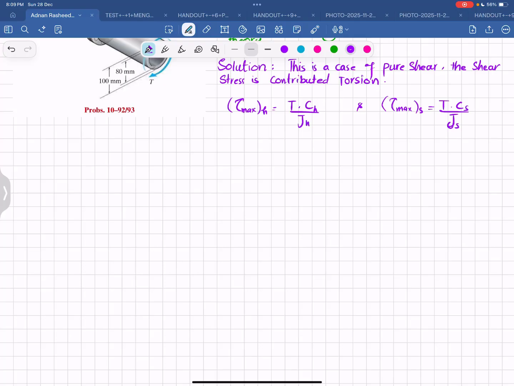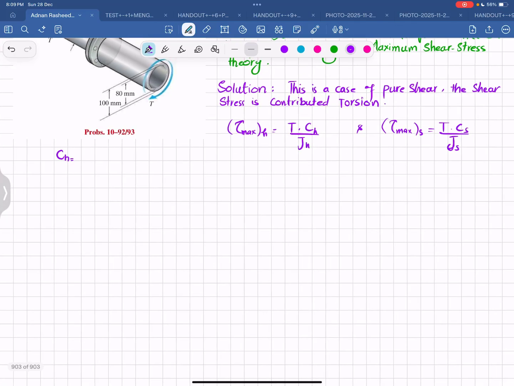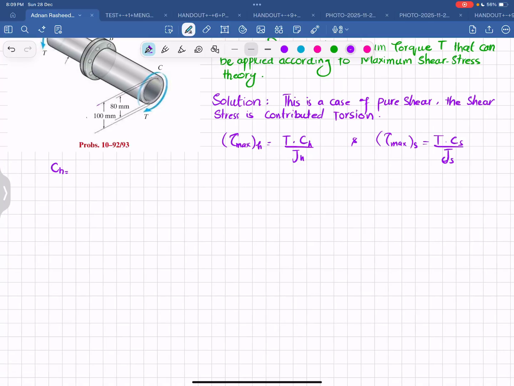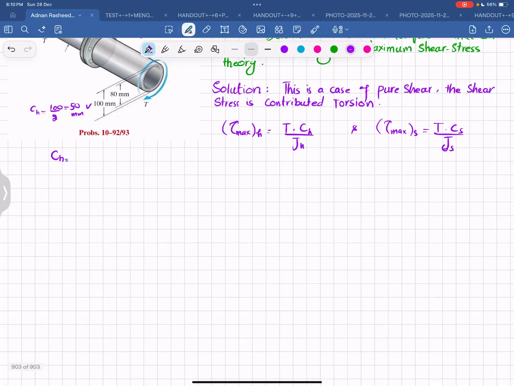Again, you can see that for Ch, the hollow segment is this one. So the outer diameter is 100. So Ch will be equal to 100 divided by 2, and that will be equal to 50 millimeter. So Ch will be equal to 50 millimeter. I will write it, and 50 millimeter is equal to 0.05 meter.